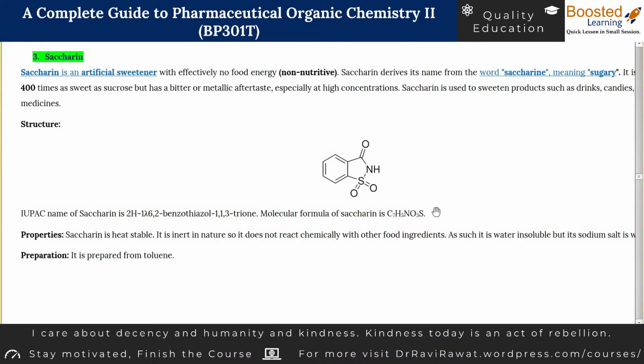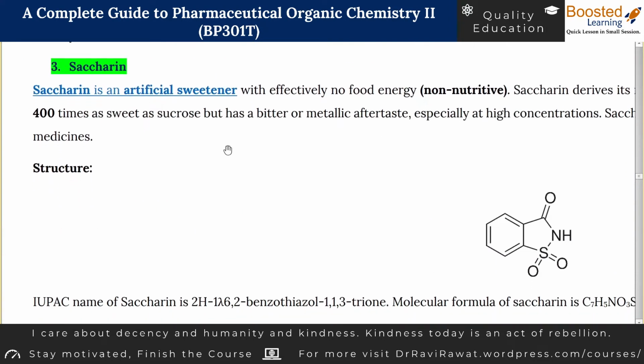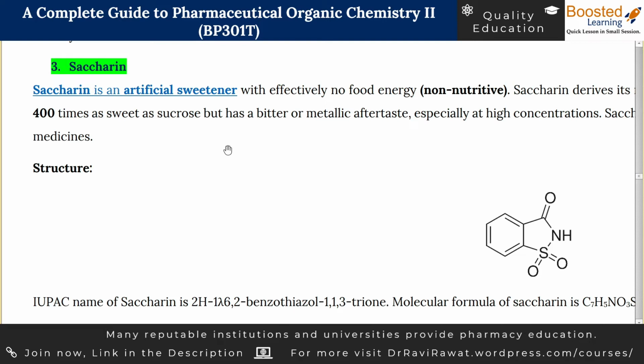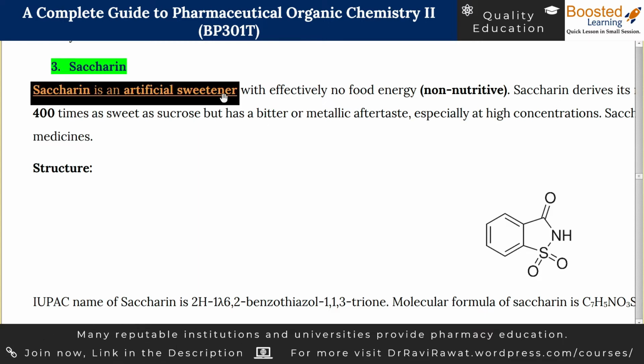Hi, this is the third compound in the series. The name of the compound is saccharin. Now, for all those listeners who love eating sugar, this is the compound for you. It's an artificial sweetener. So, if you love eating sweet things, then this is the thing for you. It is actually an artificial sweetener. That means it is not actually sugar, but it can sweeten your things.